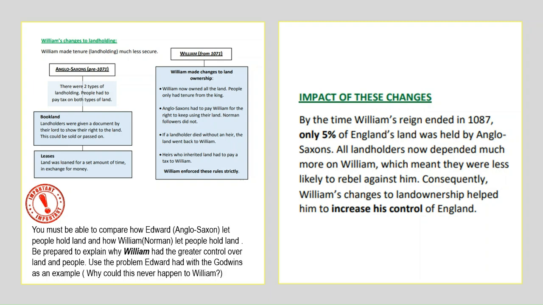By the time William's reign ended, only 5% of England's land was held by Anglo-Saxons. All landowners now depended much more on William, which meant they were less likely to rebel against him. Consequently, William's changes to land ownership helped him increase his control. If you risked rebelling against William, you lost your land, so you had to think it through before you did it. It was a real deterrent.